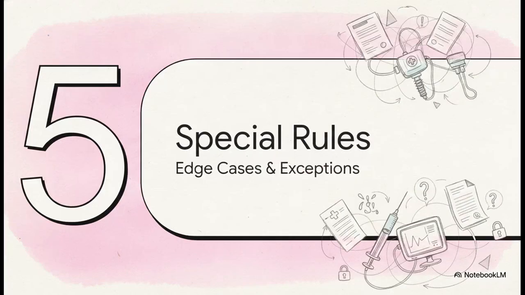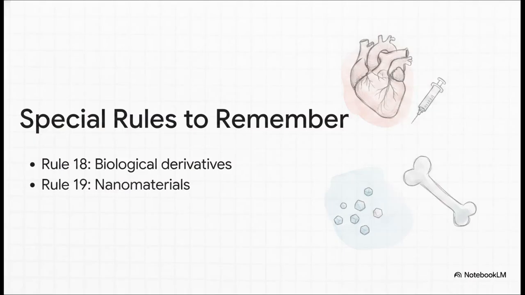Moving into Section 5, Special Rules to Remember. Rules 18 and 19 are absolute heavy hitters. Rule 18 states that if your device utilizes non-viable animal or human tissues, cells, or their derivatives, think porcine heart valves or collagen dermal fillers, it almost always shoots straight into the highest risk category, Class 3. The only exception is if it literally only touches perfectly intact skin.